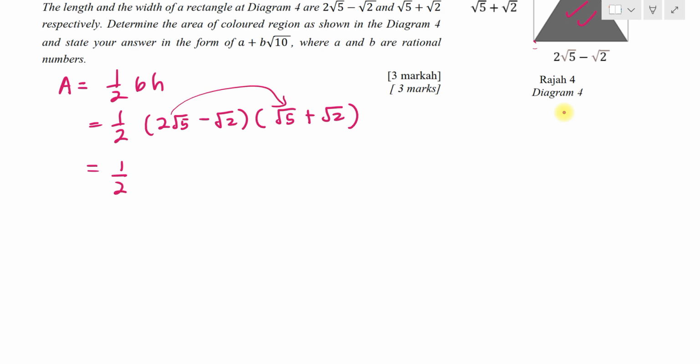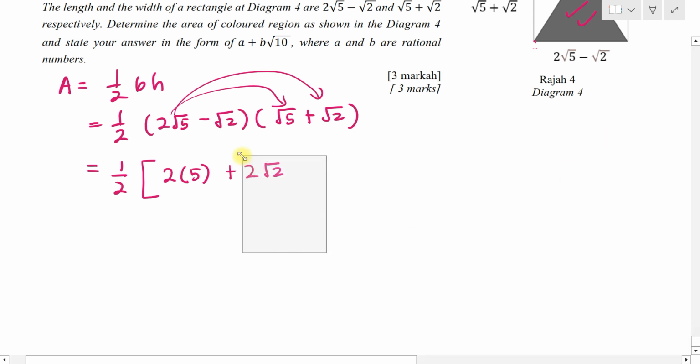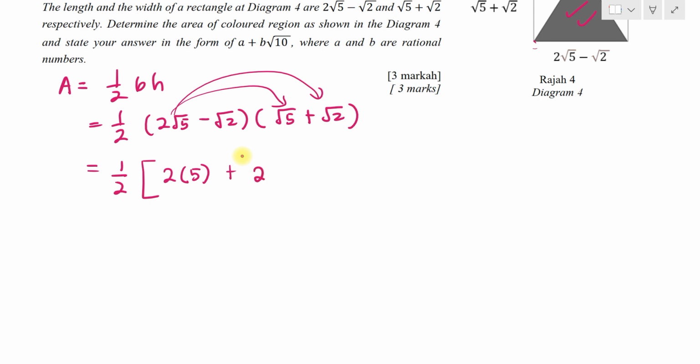2 surd 5 times surd 5. Wait, what am I doing? Wrong thing. Okay, 2 surd 5 times surd 5, done. 2 surd 5 and surd 2 become surd 10. Correct. Surd with surd can multiply inside, and then this one negative. Surd 5 times surd 5 is just 5.